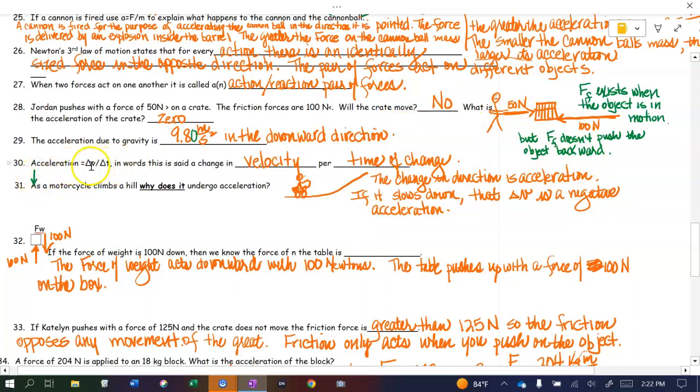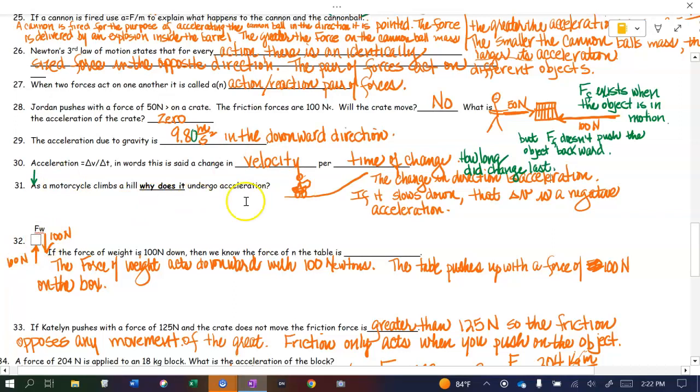Acceleration is delta V over delta T. In words, this is said as a change in velocity per time of the change over which that velocity was occurring. All right, the time of the change. How long did it last? How long did the change last? So the delta sign in chemistry and physics simply means change.